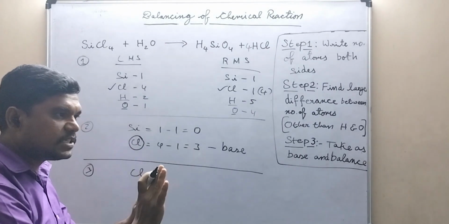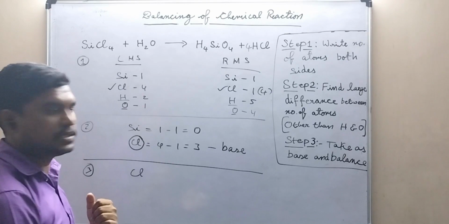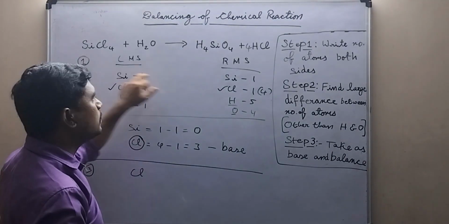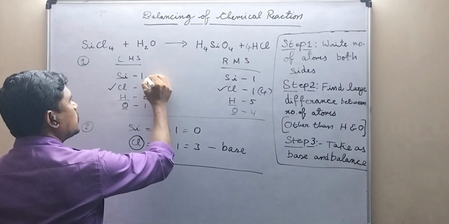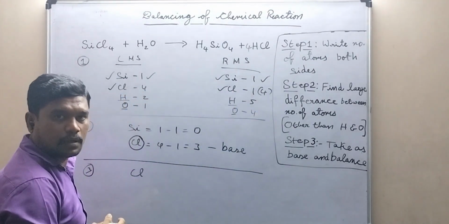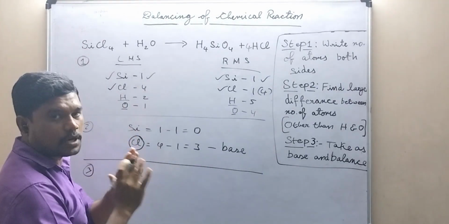After balancing the chlorine, now take the remaining atoms and balance. Now take the silicon. How many are there? Left hand side 1, right hand side 1. So it is already balanced. We need not touch it. Now take the remaining atoms. Remaining atoms are all over.